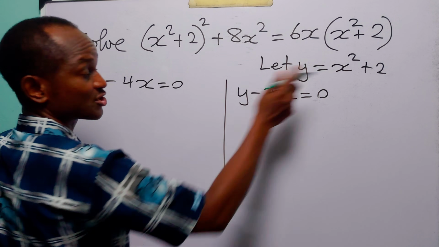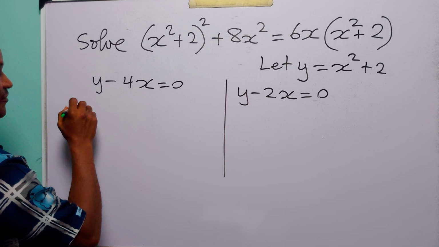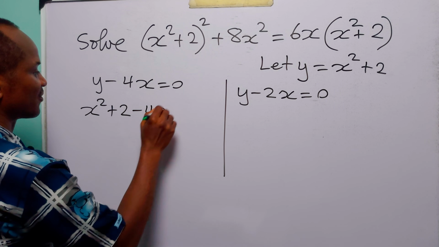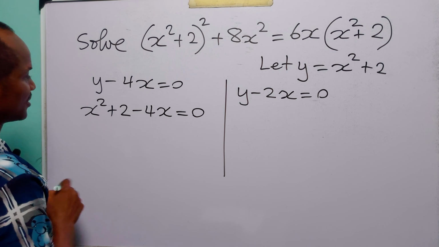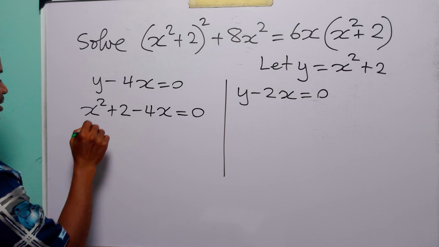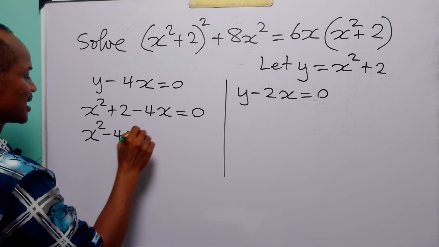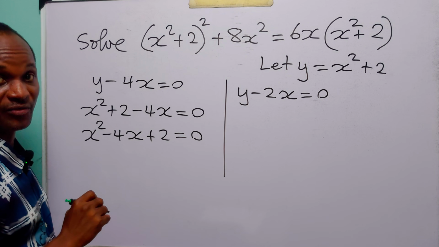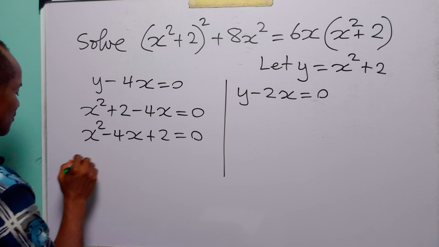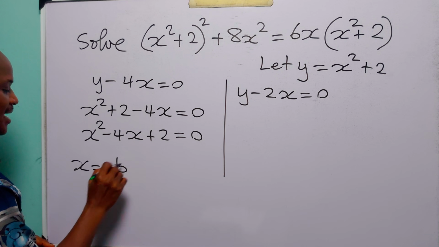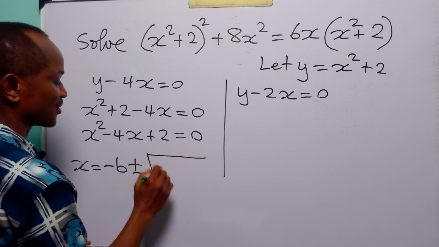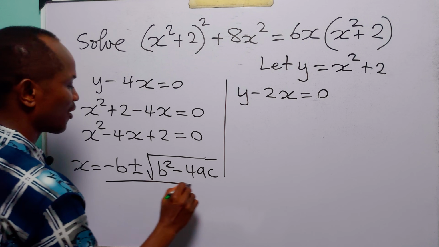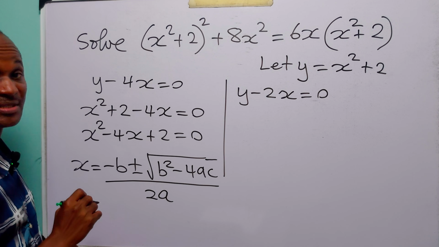Now we go back to this substitution. From there we have that x squared plus 2 minus 4x is equal to 0. Rearranging this equation, we have x squared minus 4x plus 2 is equal to 0. Now we can find the value of x using the quadratic formula. We have that x is equal to minus b plus or minus the square root of b squared minus 4ac all divided by 2 times a.